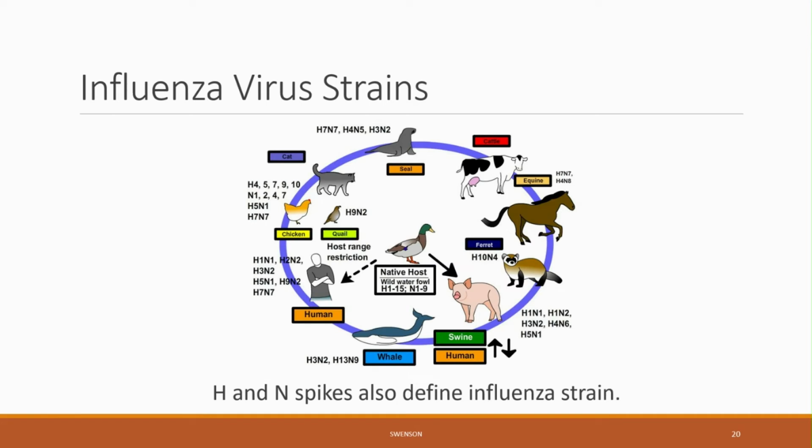And here we can see that H1N1 influenza can infect swine, if we see in the bottom right corner, as well as humans. H1N1 is also compatible for infecting human cells. And therefore, this particular influenza strain can go back and forth between swine and humans.